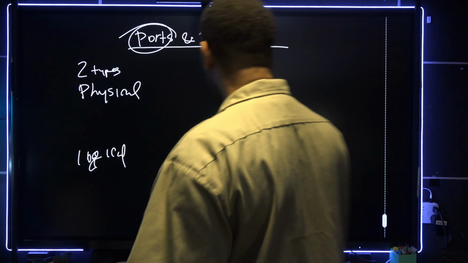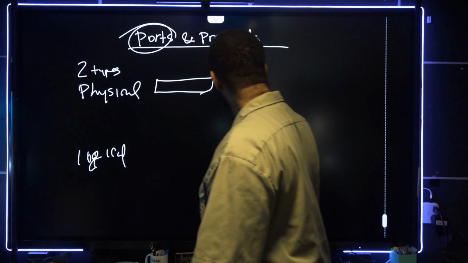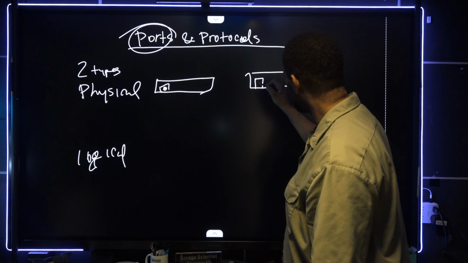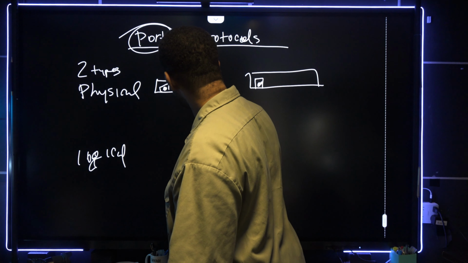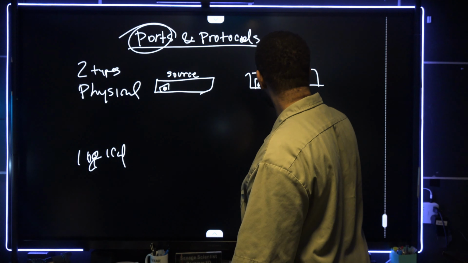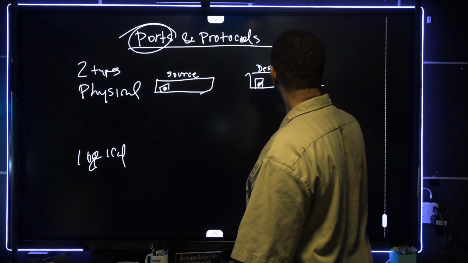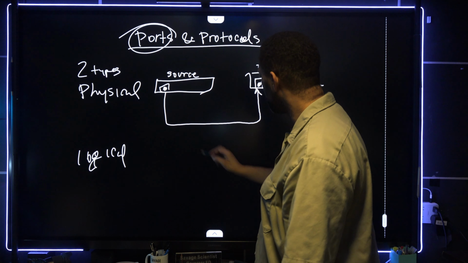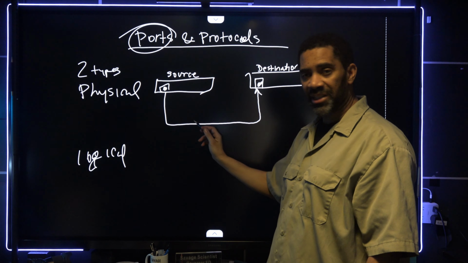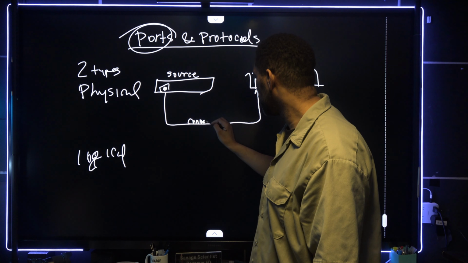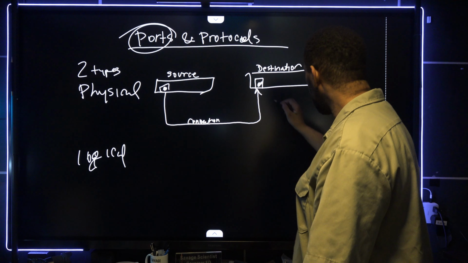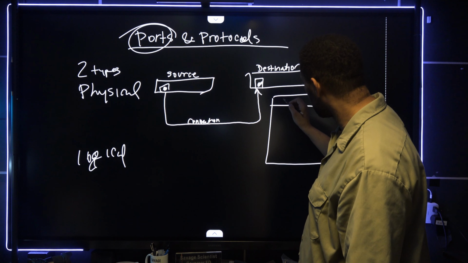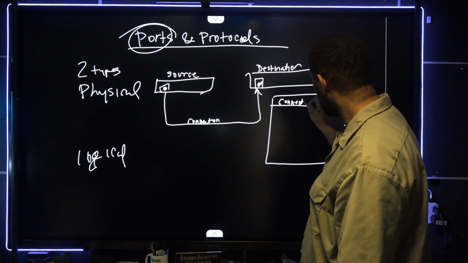So let's draw that on the board. So we have our two devices, and we'll call this one our source, and this one will be our destination. And this will be our cable running between these two. And we're going to look at this as our connection. Our connection will have important data in a data structure, and we'll just call that our connection data structure.